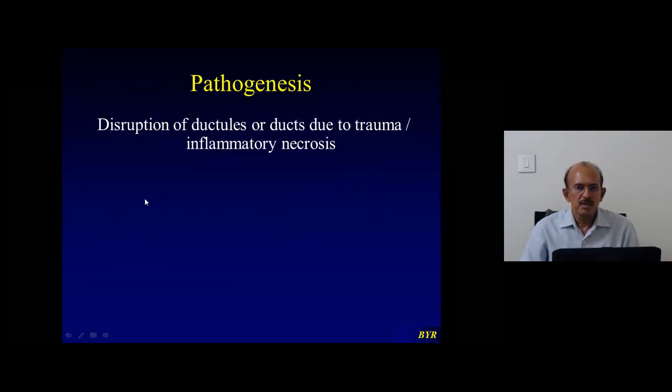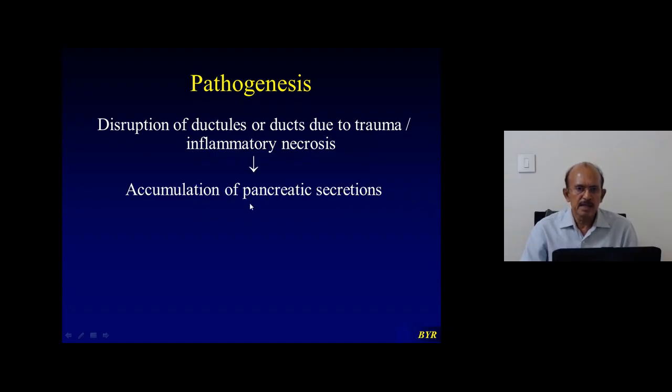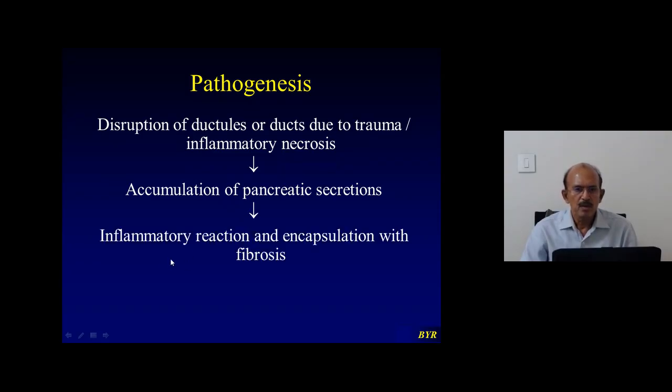So how does the cyst form? Disruption of the ductules or ducts due to trauma or inflammatory necrosis. Whatever the cause, if there is necrosis or disruption of the ducts or ductules, there will be liberation of enzymes. These pancreatic secretions accumulate surrounding the pancreas where there is ductal damage. Because of the accumulation of these secretions, there will be inflammatory reaction and encapsulation with fibrosis. This is called the pseudocyst.